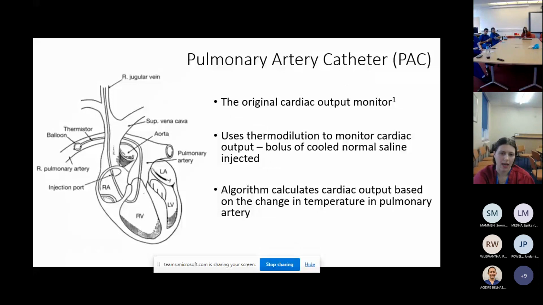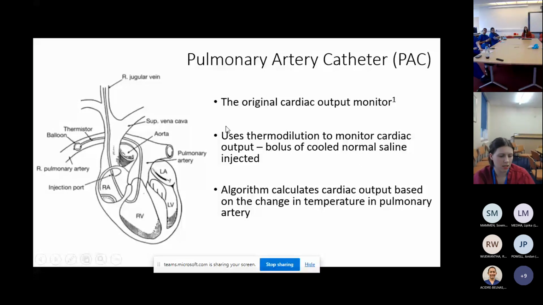So this brings me on to the pulmonary artery catheter. This is a line that goes in through the right internal jugular vein or the right subclavian. It's basically the original cardiac output monitor, and it was first introduced in about 1970, and it's also known as a Swan-Ganz catheter. It consists of an injection port, which is at the entrance of the right atrium, and then the line itself goes through the right atrium and the right ventricle, before it has a balloon inflated in the right pulmonary artery. It also has a thermistor tip, so that can measure the temperature there.